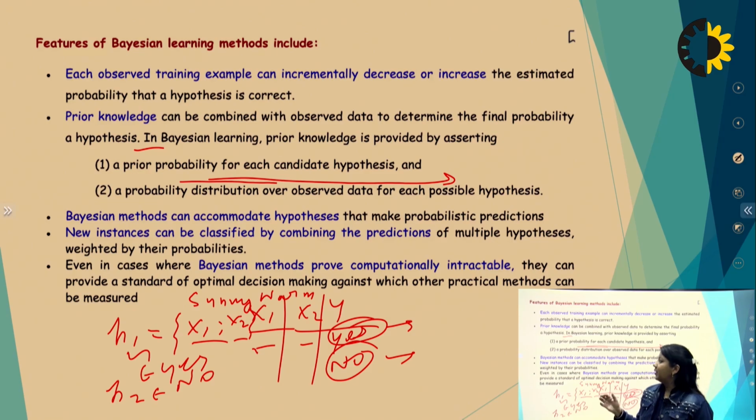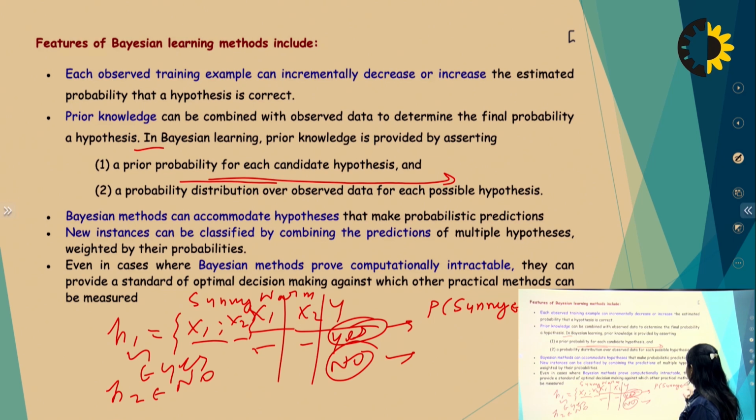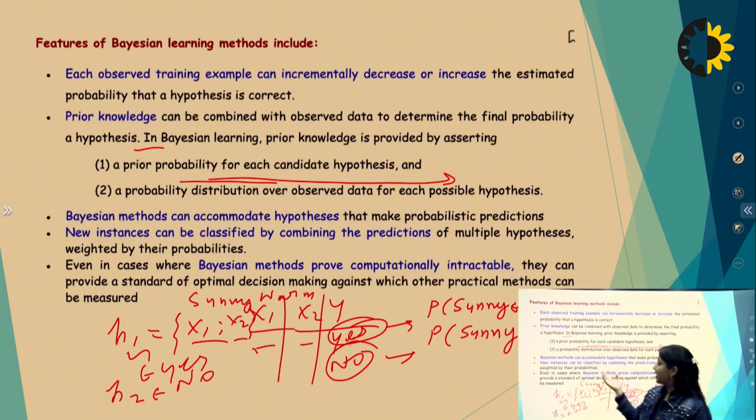So we have to calculate the probability of the value sunny belonging to yes, and the probability of sunny belonging to no. This is the approach. This gives the prior probability and the probability distribution of observed data for each hypothesis. So we will see how it is calculated.